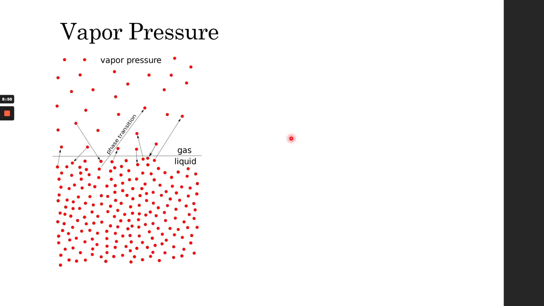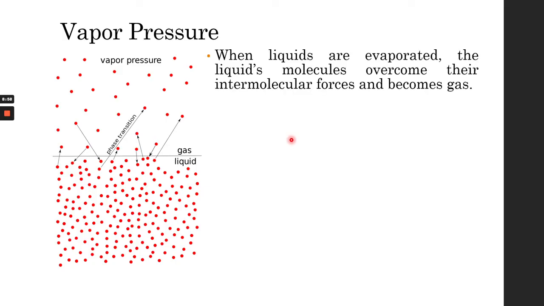Next is vapor pressure. When we talk about vapor pressure, it is basically the amount of gas particles of that liquid present in a container. So let's think of this as an example. When liquids evaporate, the liquid molecules overcome their intermolecular forces and become gas. We've discussed this, and I think it's in lesson one.